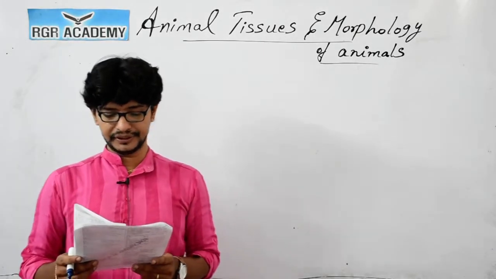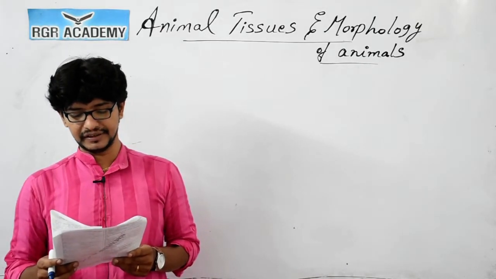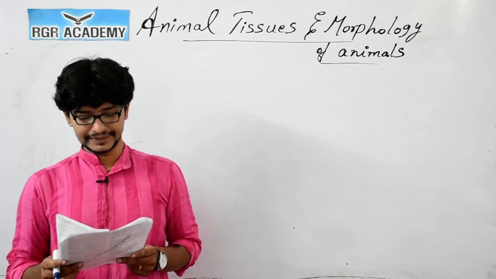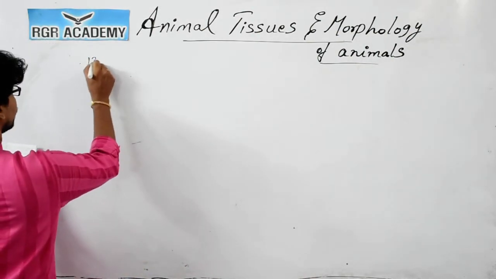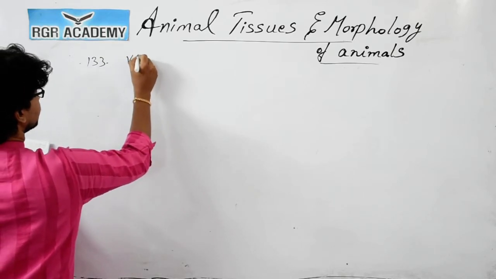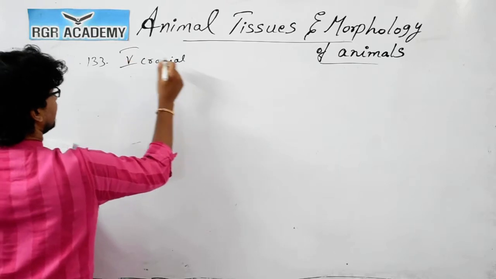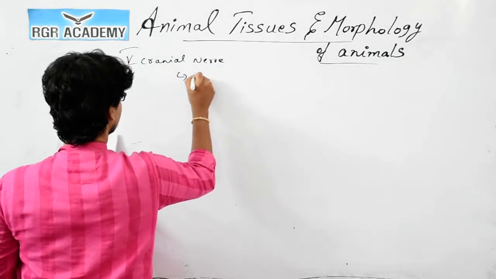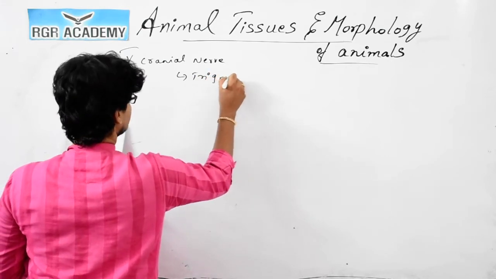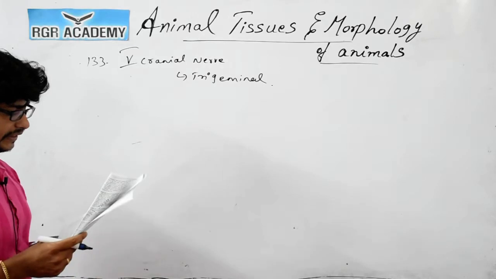Question 133. The fifth cranial nerve of frog is the trigeminal. So, for question number 133, the fifth cranial nerve is the trigeminal. So, 133, 3 is the correct answer.